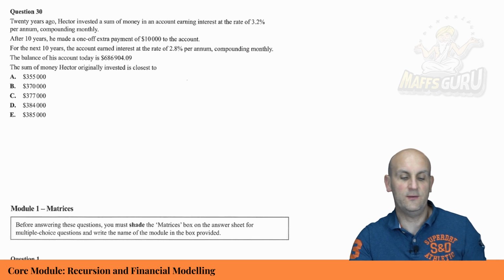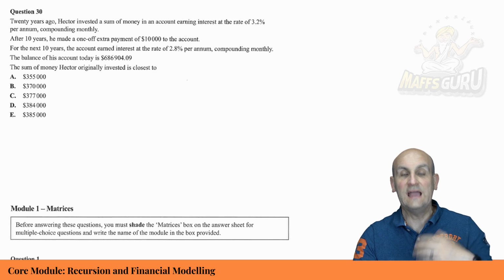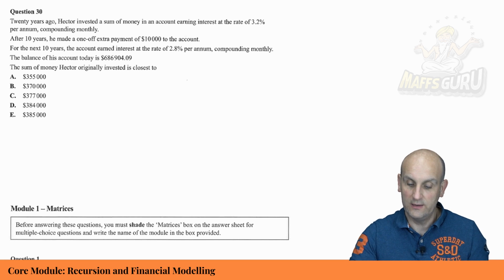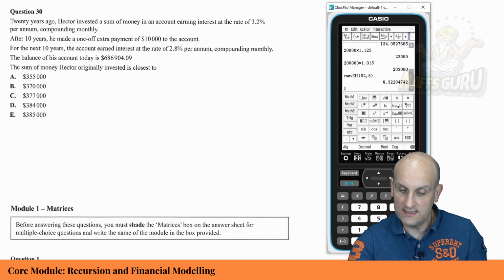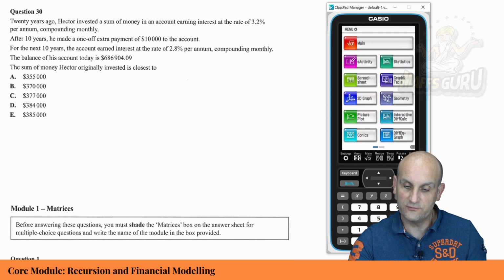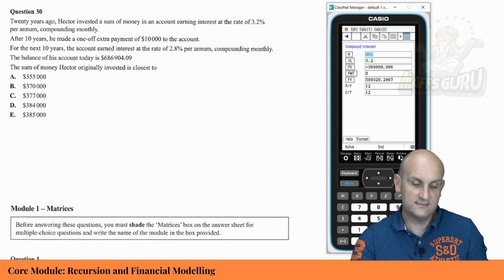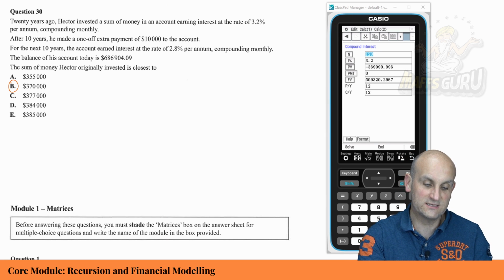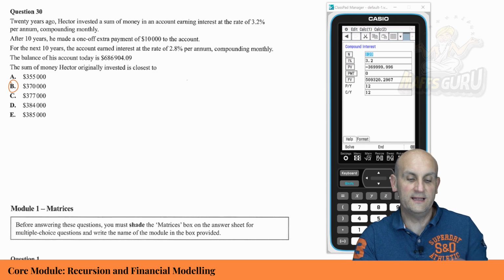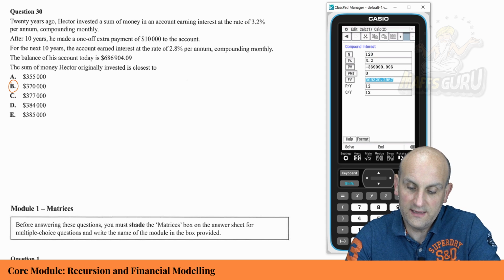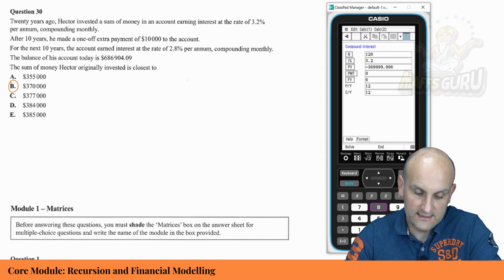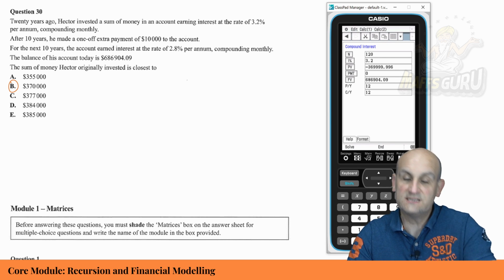And again, 20 years ago, Hector invested a sum of money in an account earning interest at a rate of 3.2%. You had to do this question backwards, hoping that his calculator is going to be able to do that. So if we go to the financial solver, is it still in here? Actually, as it turns out, it is still in here. The correct answer, I'm going to tell you now, is actually B, because that's the reason why. But let's start at the end. We know the balance of the account is 686,904.09. That's the final value.